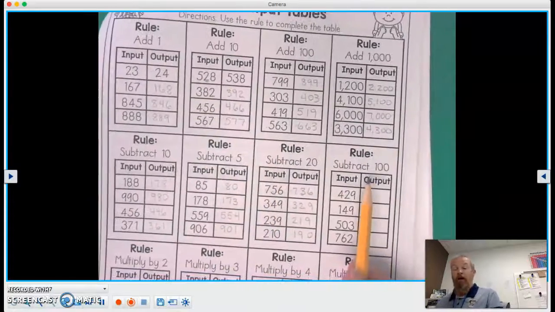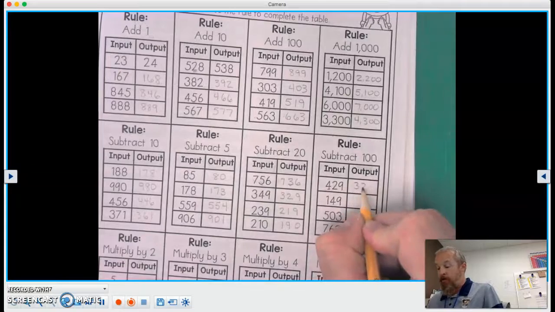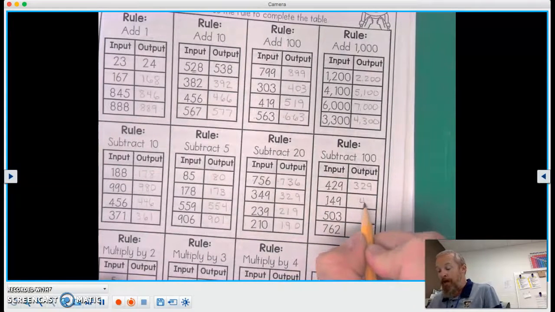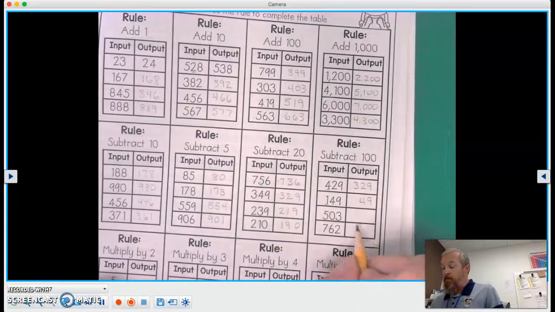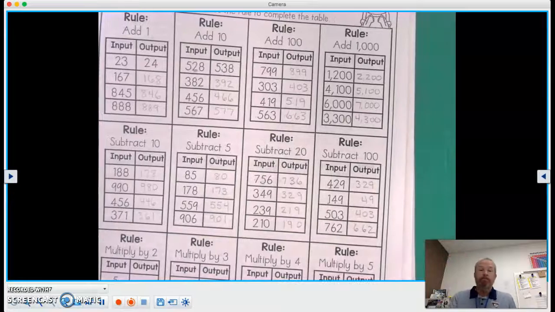Now we're going to subtract 100. So 1 away from our hundreds column would be 329. We're going to take 1 away. 1 minus 1 is 0. We don't even have to write that down. 503 would be 400. 700 would be 600.